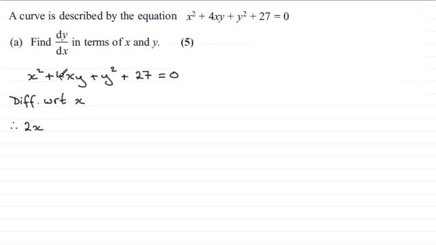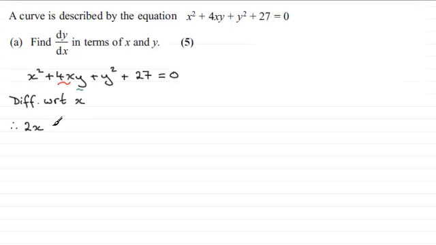But when we come to differentiating this term, 4xy, what we've got here is a product of two functions. A function of x here, and then we've got y. So to do this, we've got to use the product rule for differentiation. So we're going to take the first part times the differential of the second part, and then plus the second part times the differential of the first part. So that's the product rule.